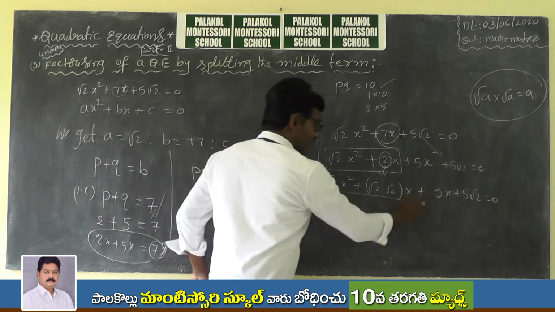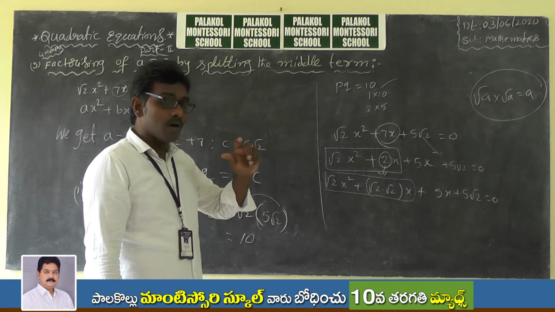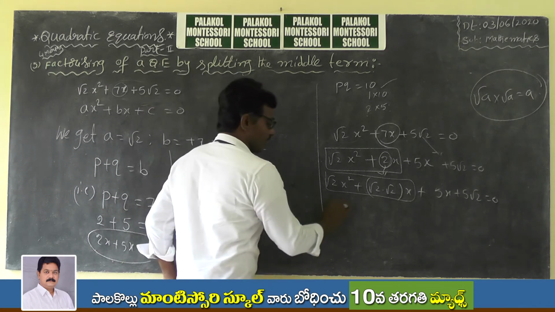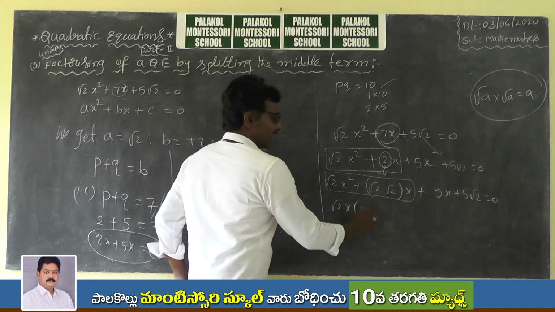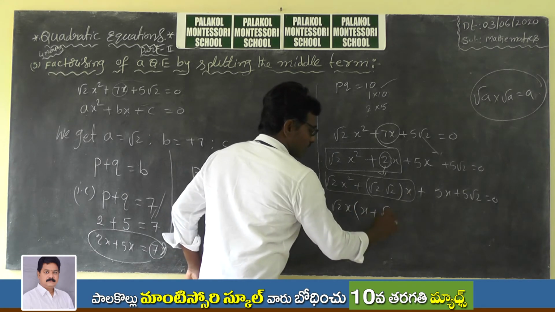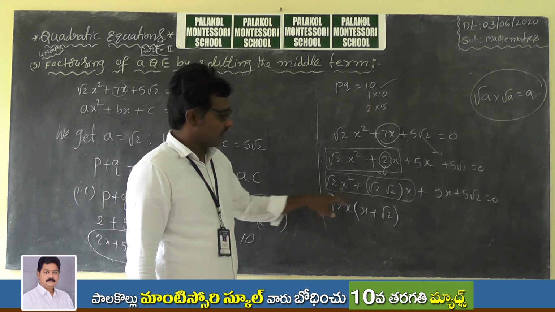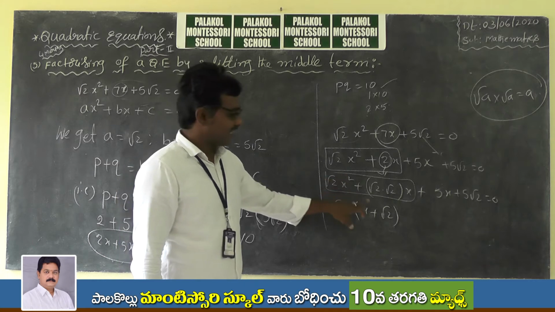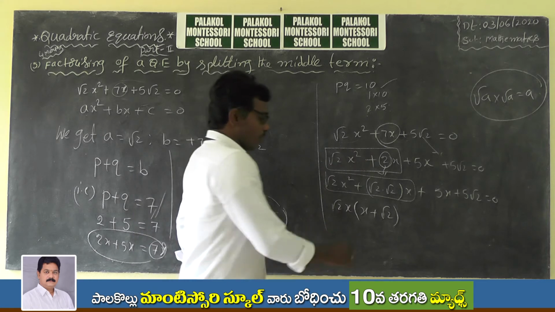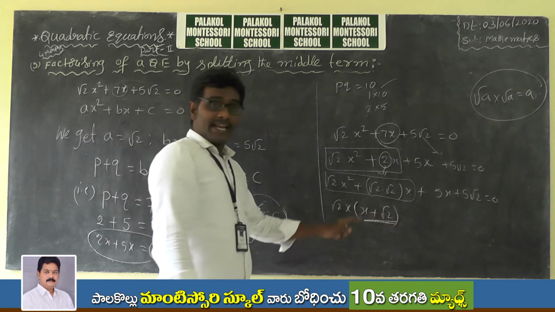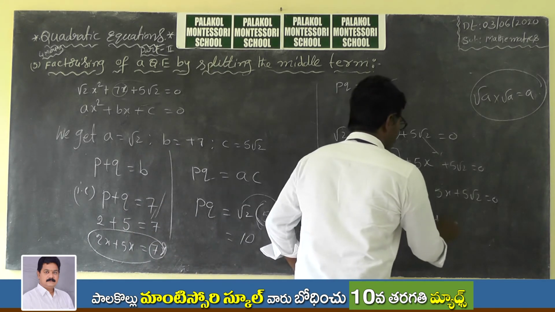Guys, I have selected the first 2 terms. In these 2 terms you observe that one factor is common, that is root 2. x is common. Root 2x is common. What remains here? x plus root 2. Once you check it, root 2x into x is root 2x square, plus root 2 into root 2 is 2x. Yes, what is the bracket term here? x plus root 2. Again it is repeated, that's one: x plus root 2.